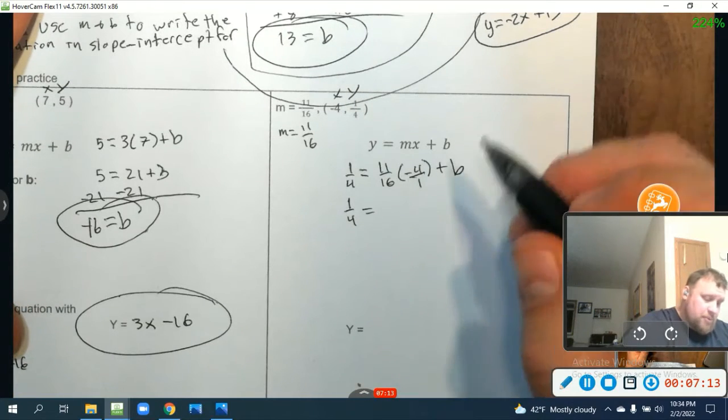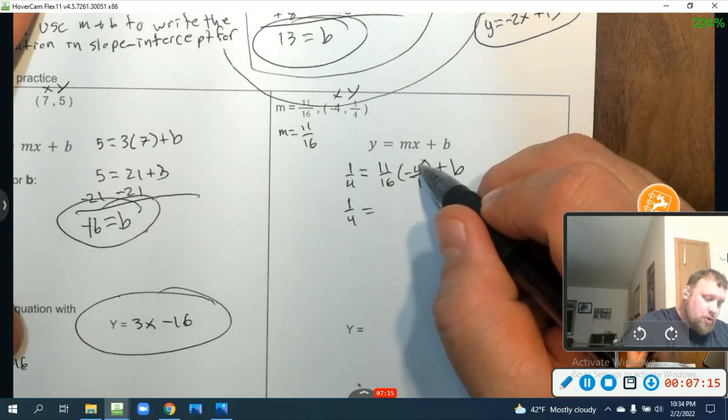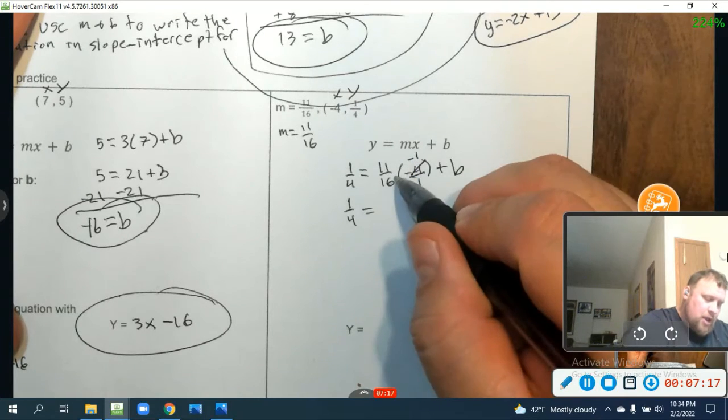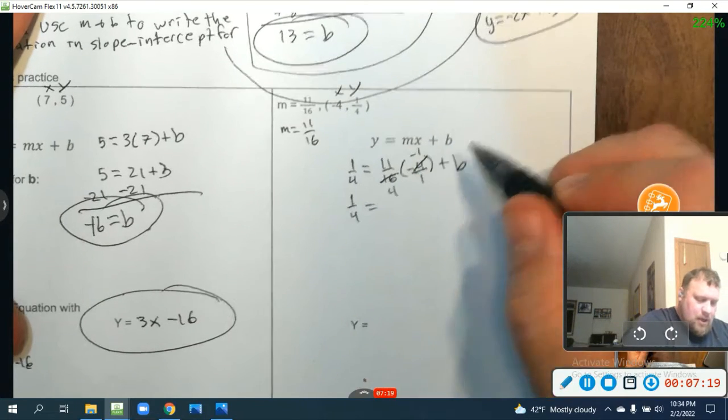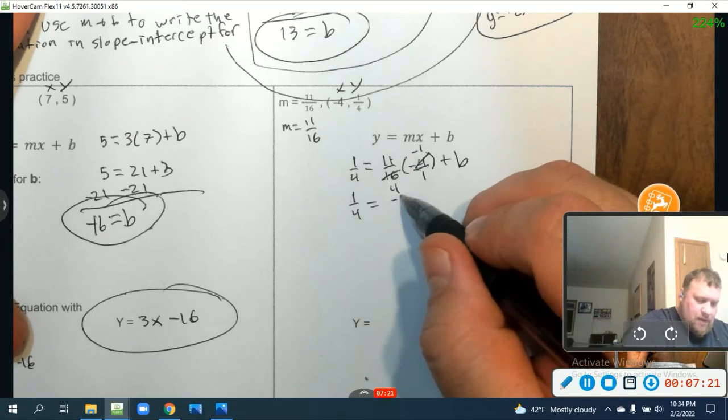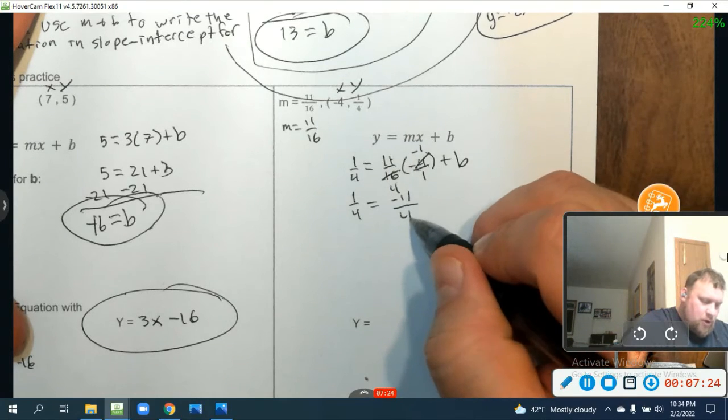All right, I guess we're back. So I'm saying 4 goes into both. 4 goes into negative 4 negative 1 times. It goes into 16 4 times. And I'm left with 11 times negative 1 is negative 11. And 4 times 1 is 4, plus b.